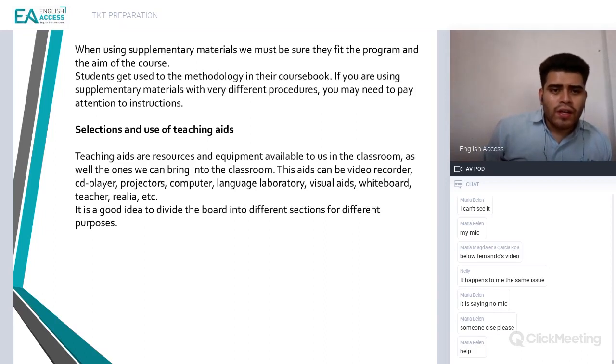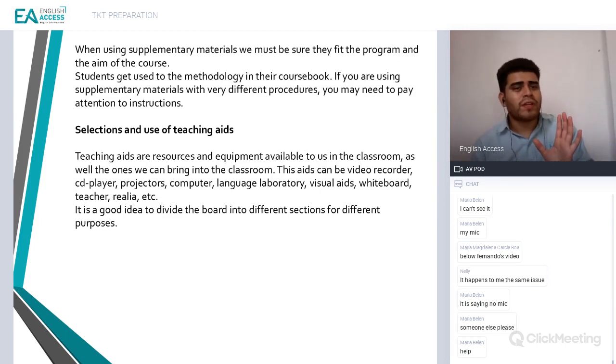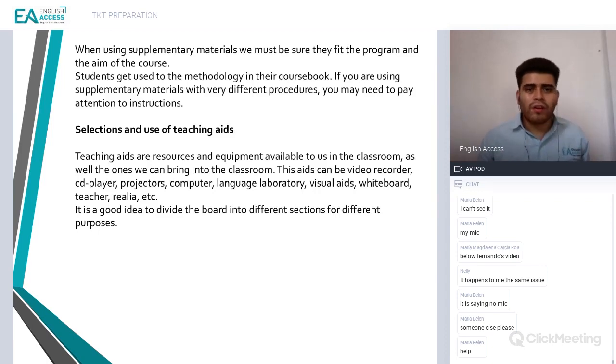So, if you have a guideline, or something you have to follow throughout the semester, the students will get used to it. So whenever you bring extra material, make sure you're very clear and simple when you are giving instructions about those materials, because it's new for the student.